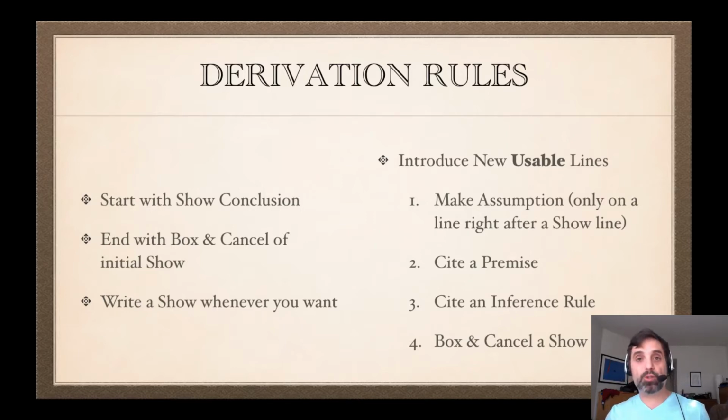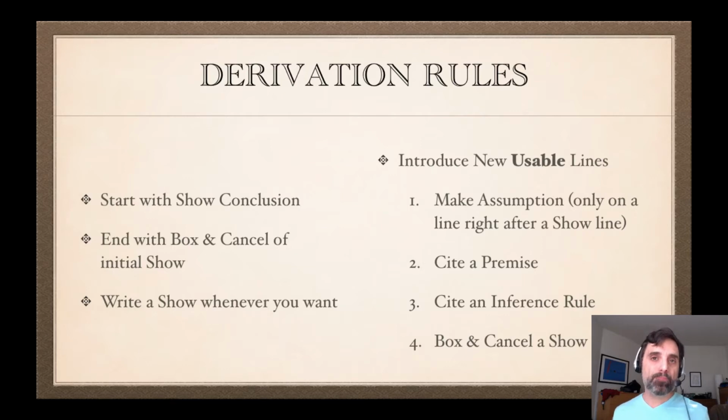Now, how do you introduce new usable lines that you can use? Well, first, you can make an assumption. Remember, you can do that only immediately after a show line. You can cite premises, as we've seen, and you can cite inference rules. And finally, you can box and cancel a show line. And once you cancel it, you've shown it, and so you can use it. So that's kind of a two-step thing. First, you say, show this thing I want, and then you do the subderivation, and then you cancel the show line, and then you can actually use what you tried to show.